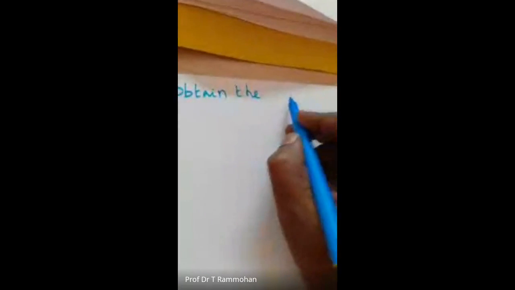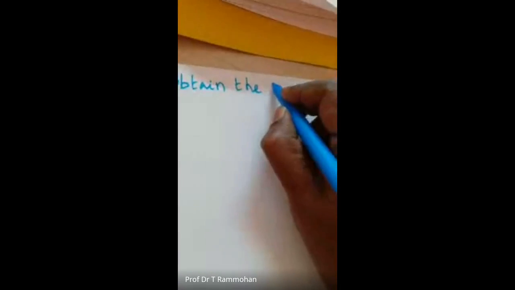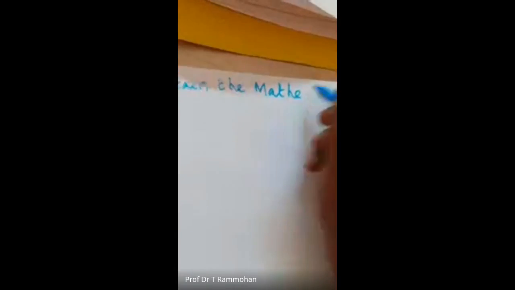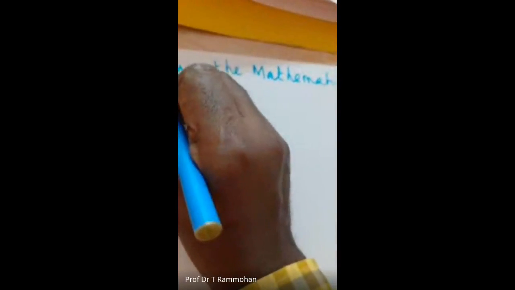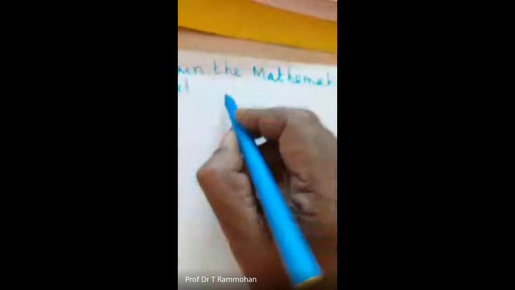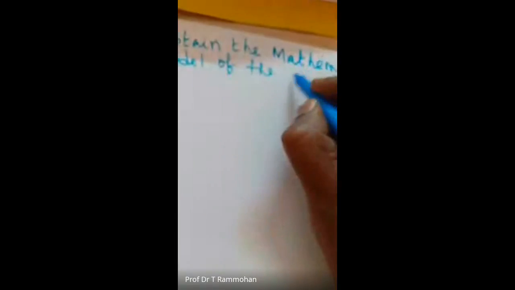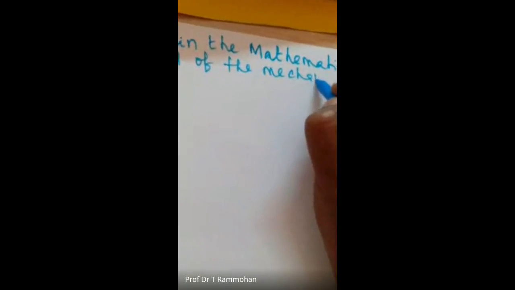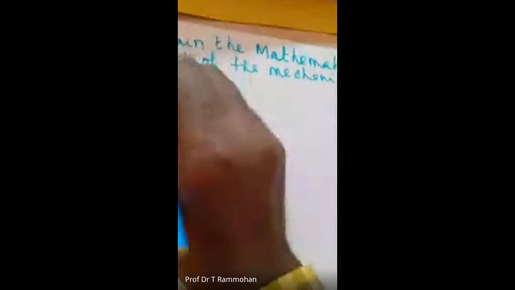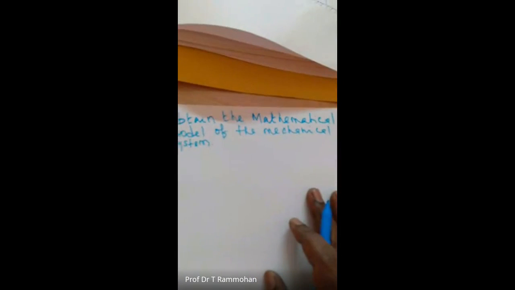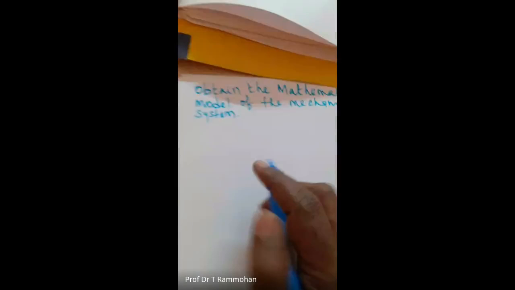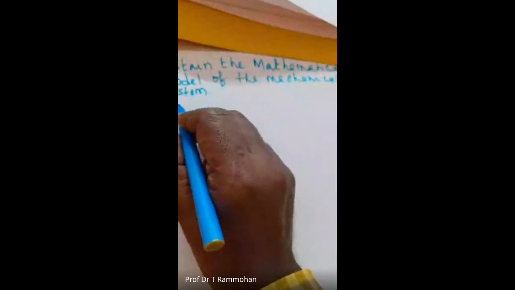You can see the problem. Obtain the mathematical model of the mechanical system. Obtain the mathematical model of the mechanical system. Okay. So I draw the diagram now.